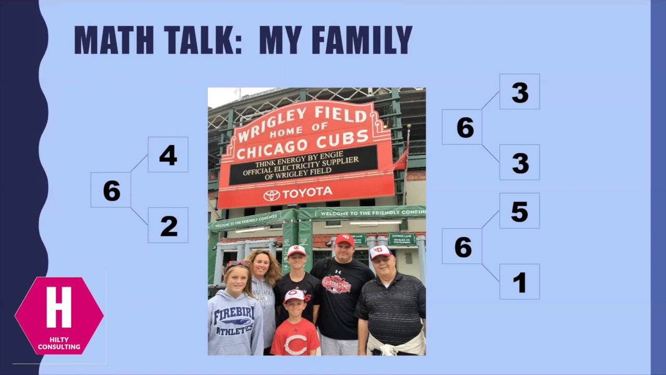Another way I could reference my family is I could say there are 6 people in my family. 3 are wearing black shirts, 3 are not. There are 6 people in my family. Or finally, I could say there are 6 people in my family. 5 were rooting for the Reds, 1 was rooting for the Cubs. There are 6 people in my family. You'll notice every time I gave my story, I started with the whole, I then talked about the parts, and then I wrapped it up by bringing it back to the whole again.